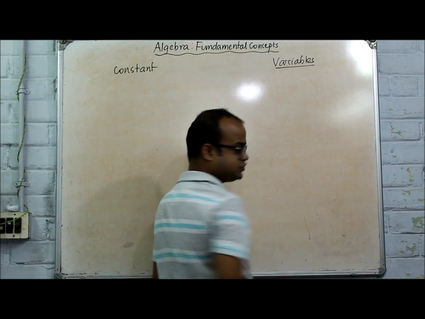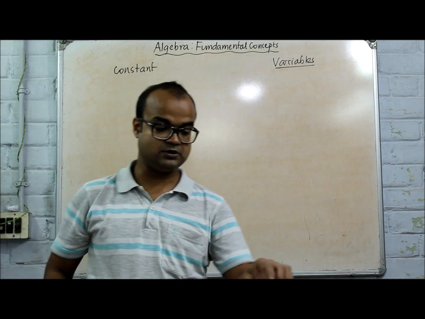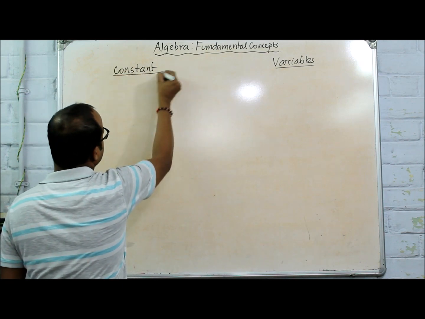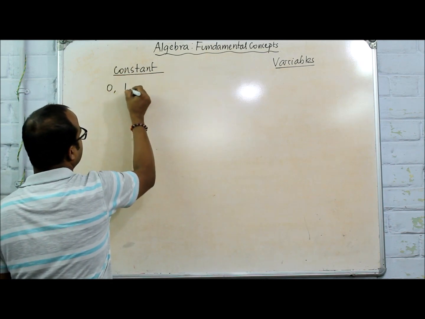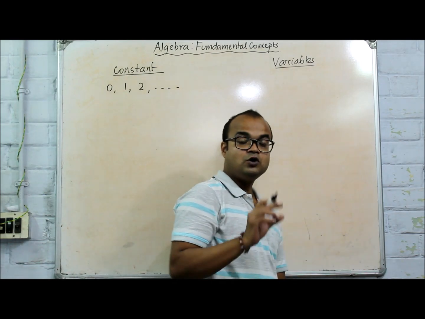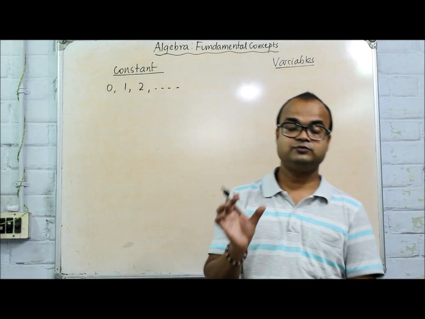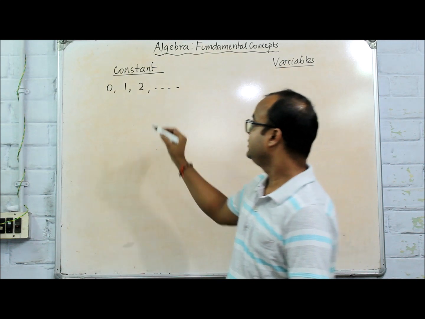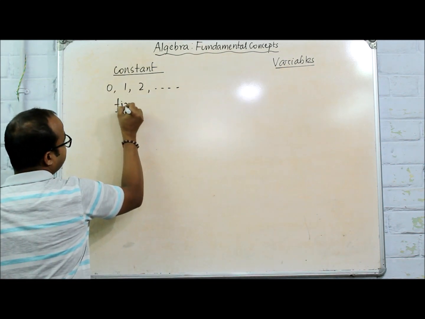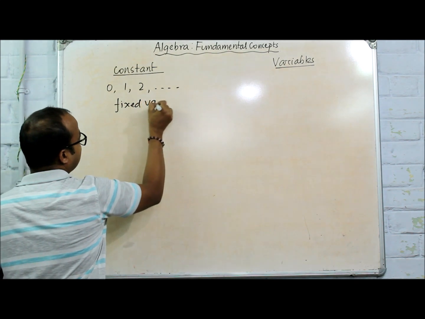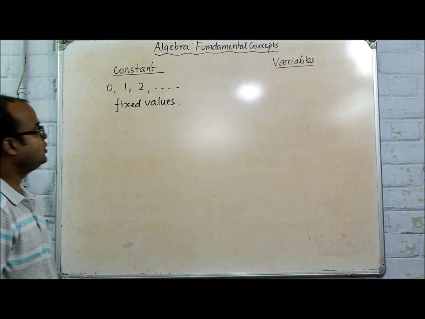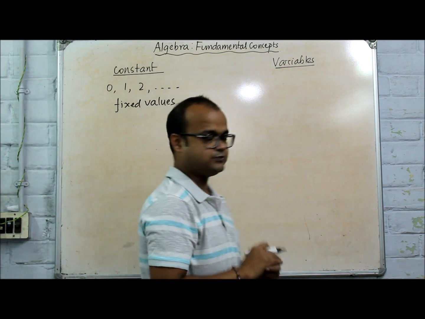Constants and variables. In arithmetic, we come across the numbers 0, 1, 2, 3 and so on. All these have fixed values. Constant means fixed values. Fixed values, so they are called constants in algebra.